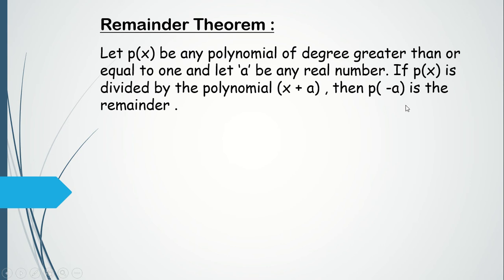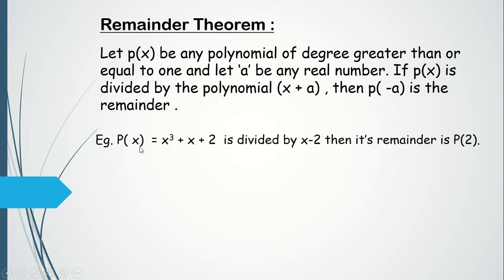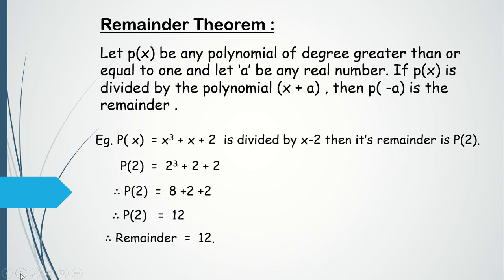So P(-a) is the remainder. If this was minus, then P(a) is the remainder, we would say. So let's see the example. The polynomial given is x cube plus x plus 2, and the divisor is x minus 2. So P(2) gives us the remainder in this case. When we find P(2), we get 12. So by the remainder theorem, we can directly find the remainder like this. This is the dividend, this is the divisor. Find the value of P(2) and we will get the remainder.